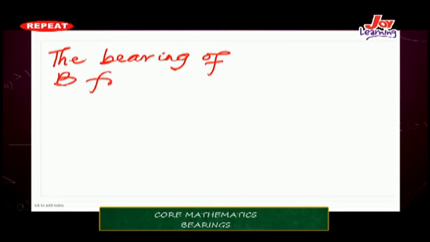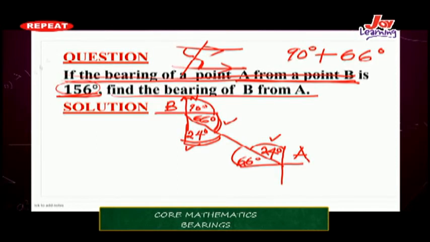The bearing of B, but from A, this time I'm going to use the diagram to read the bearing of B from A. I will start from the north of A and I move in the clockwise direction until I reach the line joining A and B, the starting and the ending point. All the angles on the way will be added. Let's go back to that diagram and read the bearing of B from A. From A.